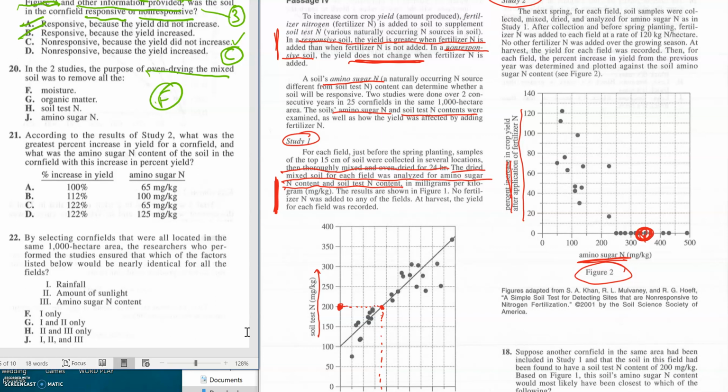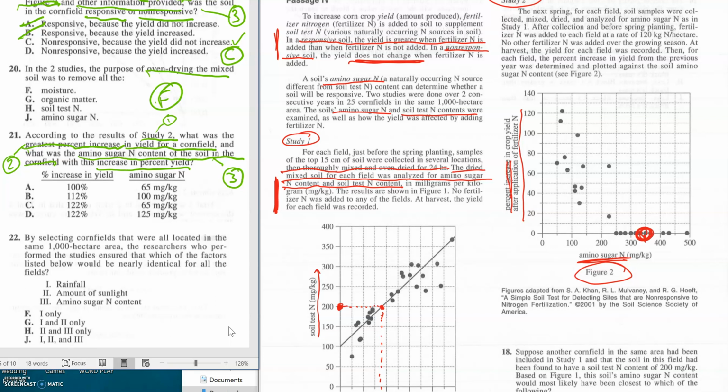21. According to the results of study 2, all right, that's going to be our step 1: find study 2. What was the greatest percent increase in yield for a cornfield? All right, so that's what was the greatest increase in yield for a cornfield, and what was the amino sugar N content of the soil in the cornfield. All right, so that's 3. So again, we're just doing 3 steps. So we're looking for the greatest percent increase in yield for a cornfield and what was the amino sugar N content of the soil in the cornfield with that increase.